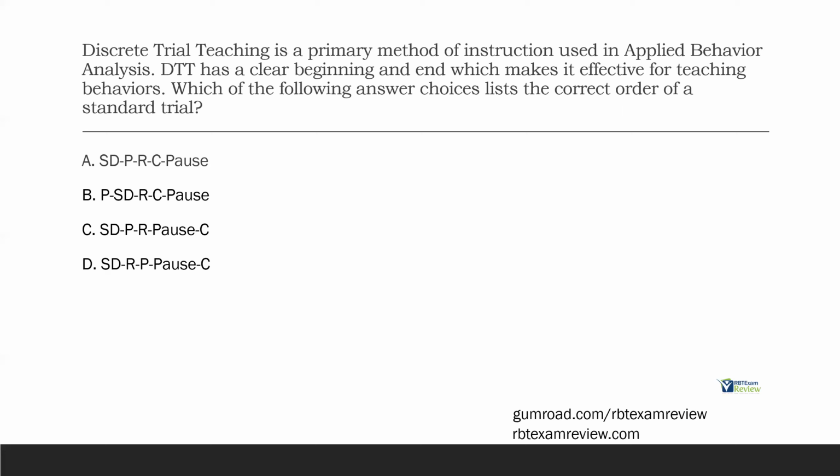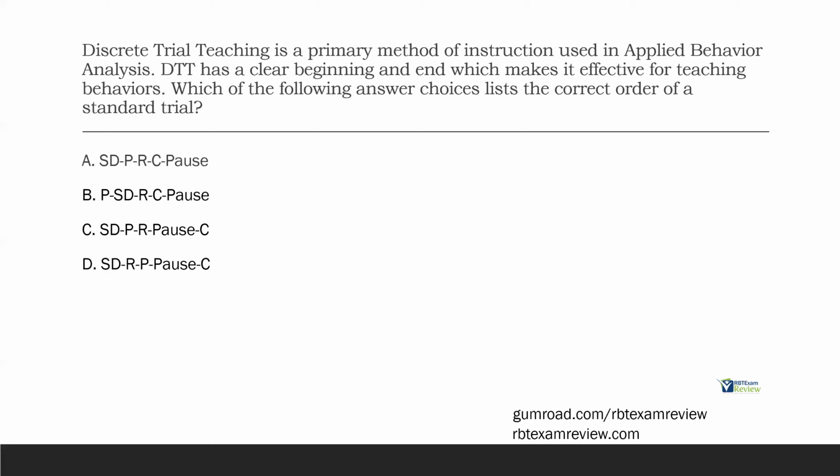And common mistakes are made when RBTs are first doing DTT, where they'll try to mix some of the stuff around. So we need to know the correct order in order to implement DTT correctly. So let's look at A. Discriminative stimuli, prompt, response, consequence, pause. B, prompt, discriminative stimuli, response, consequence, pause. C, discriminative stimuli, prompt, response, pause, consequence. And then D, discriminative stimuli, response, prompt, pause, consequence.